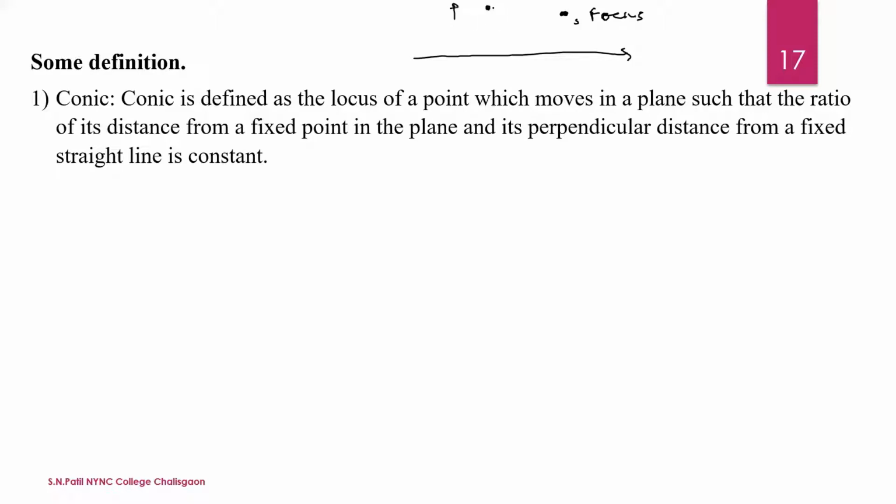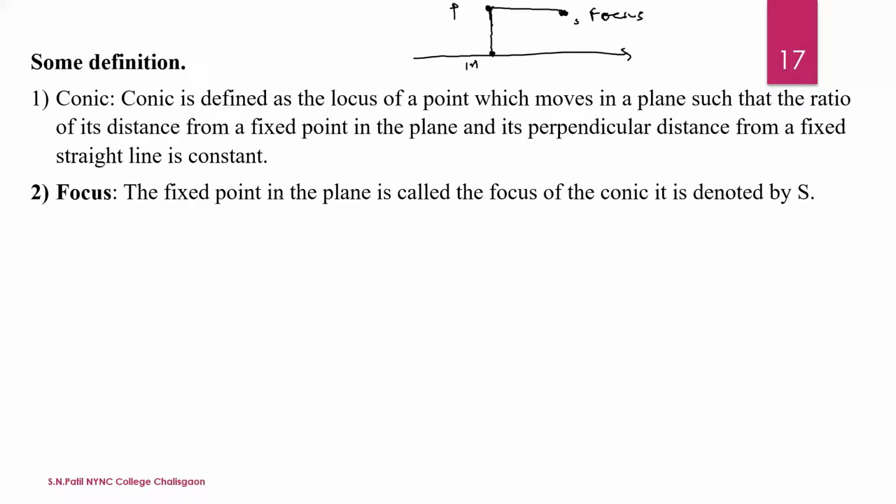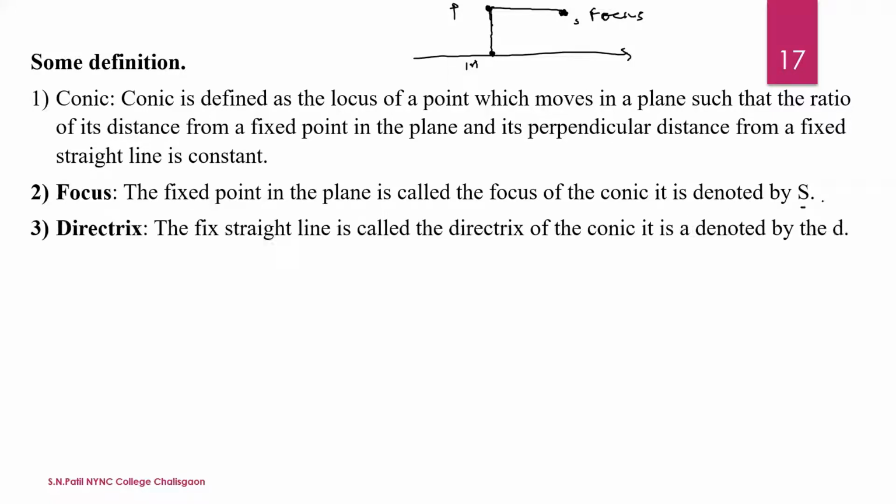Then for this point P, the distance P to S, and its perpendicular distance to the directrix, suppose this is the point M. Then the ratio PS to PM should be a constant. That is the conic, whatever the figure formed. Okay, that is the conic. The fixed point in the plane is called the focus. Now this is the fixed point, which is called a focus, and it is denoted by S.